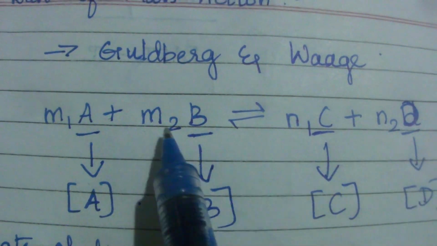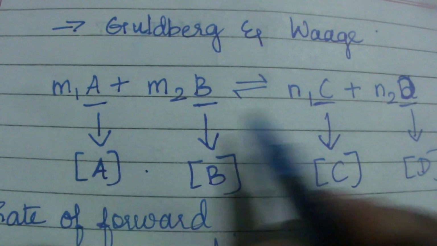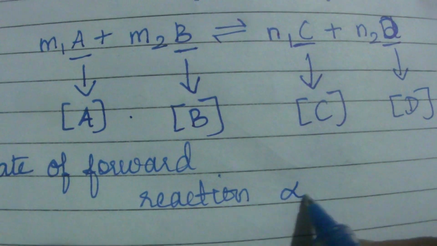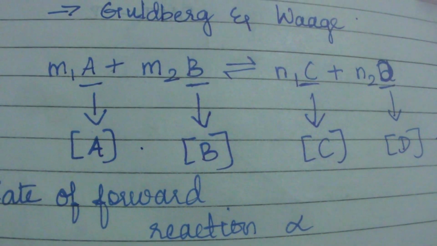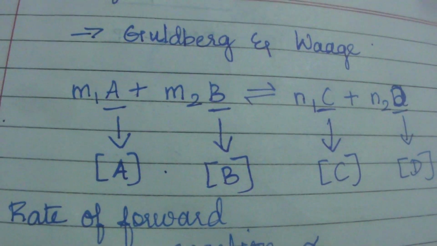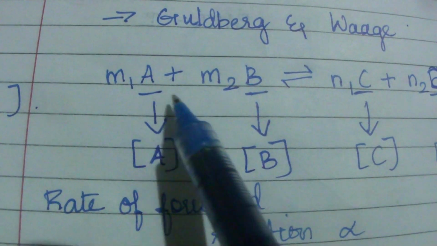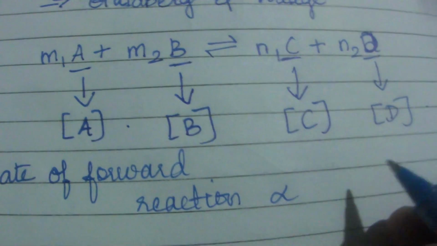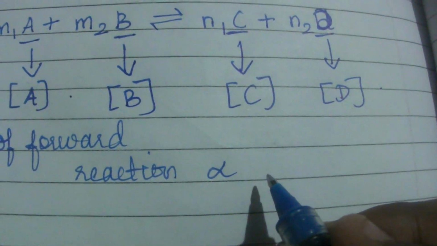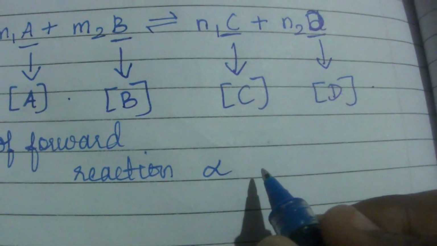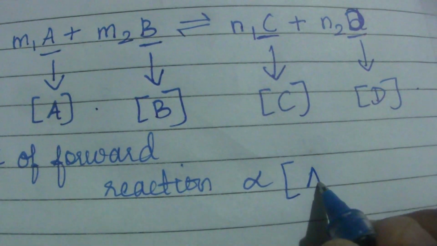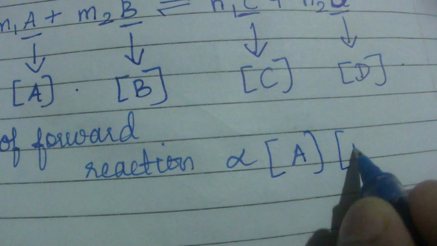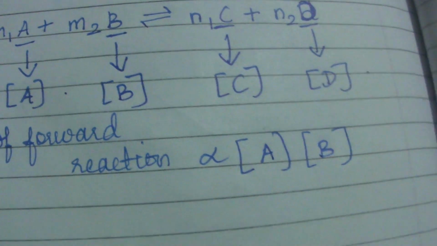The rate of this forward reaction is directly proportional to the product of the active masses of the reacting substances. Which are the reacting substances here? A and B, am I right? So we have to write the product of the active masses of the reactants, that is, multiply both active masses: [A] into [B].